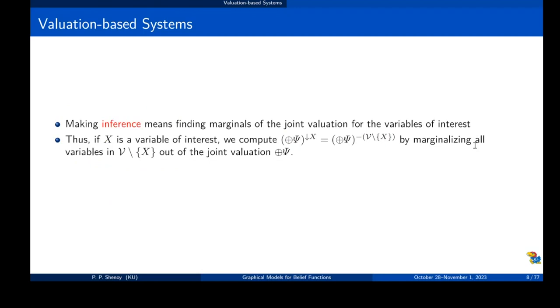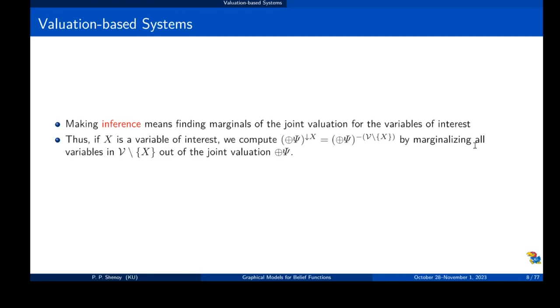In a medical domain, you have symptoms, diseases, risk factors, etc. Eventually you want to ask the question: does this patient suffer from this particular disease? So you want to remove everything except that disease, find the marginal of the joint, and include all your observations and so on.